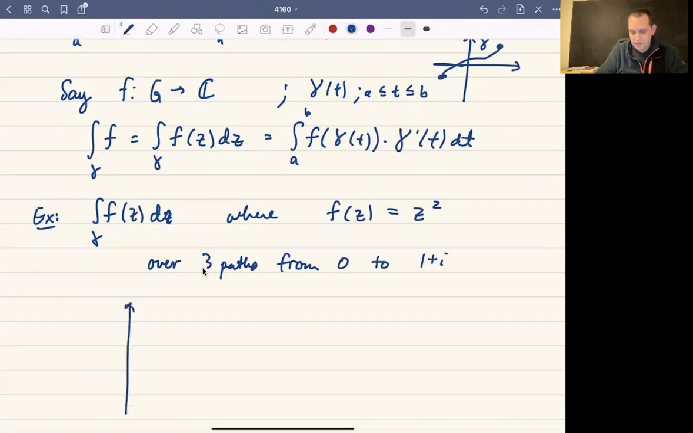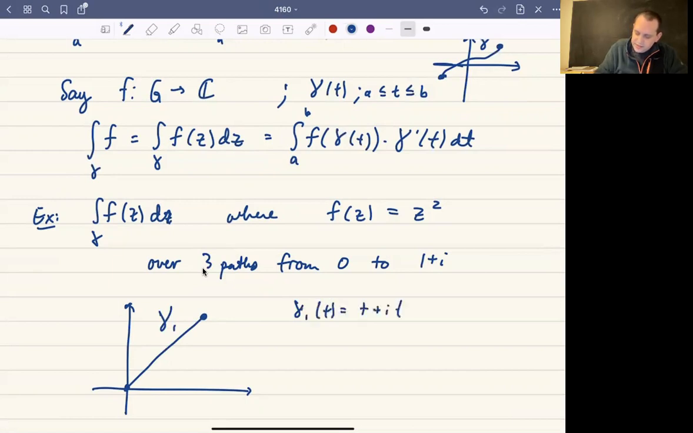So the first path is just going to be the straight line from the origin to the point 1 plus i. So that'll be gamma 1. Okay, so gamma 1 is going to be t plus it, as t goes from 0 to 1. Gamma 2 is going to be along the parabola y equals x squared. That also goes through the points 0, 0, and 1, 1. In the parameterization there, y equals x squared. So that means that whatever your x is, y is going to be the square of that. And it's going to go from 0 to 1.